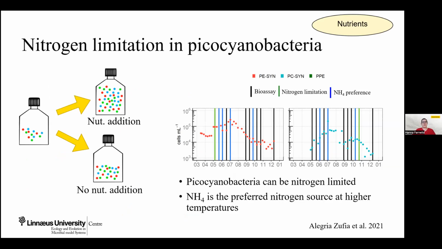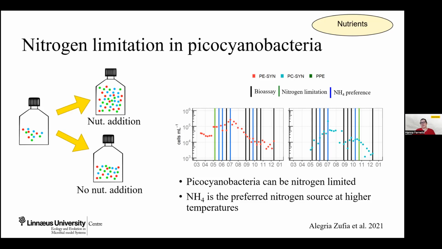During the year, we also explored what nutrients were limiting to Picocyanobacteria. And we found that Picocyanobacteria could be nitrogen limited in the natural environment. And we also found that ammonium was a preferred nitrogen source at higher temperatures. And this was very interesting to me because I have a background in nitrogen fixation research.